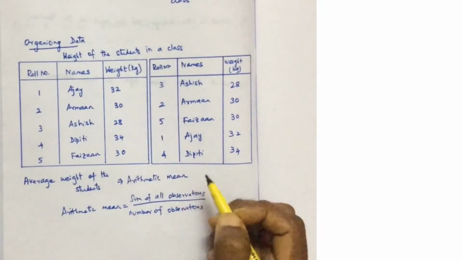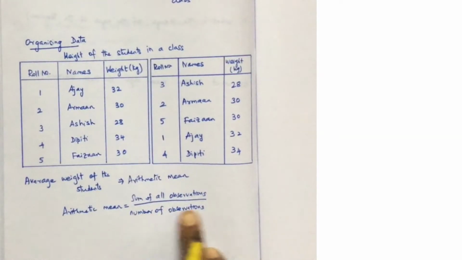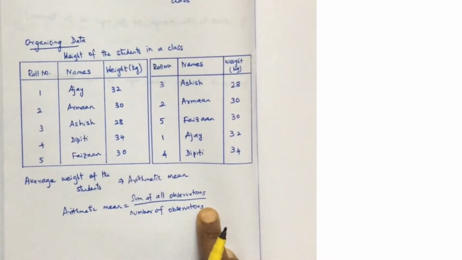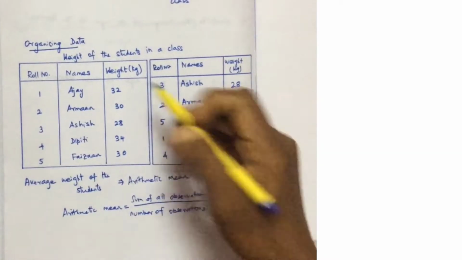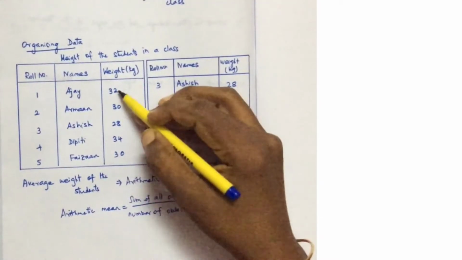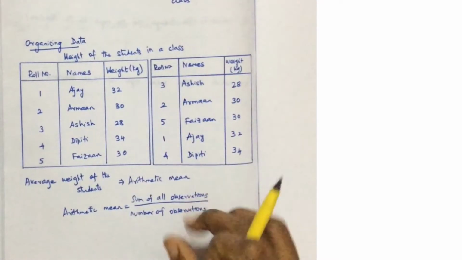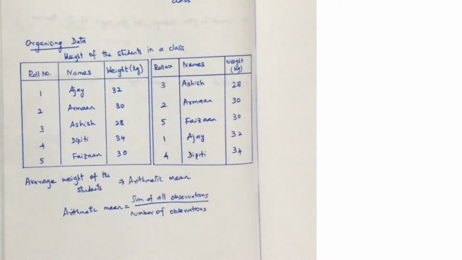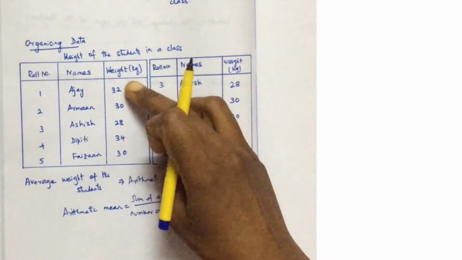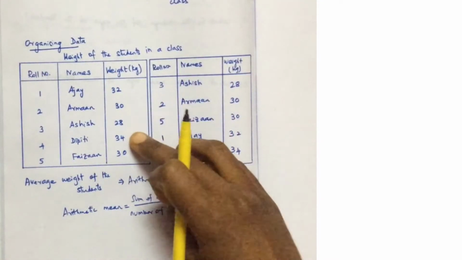Arithmetic mean. How to do it is sum of all observations. Each entry is called an observation. This is an observation, this is an observation. Sum of all observations means, suppose I want to find the average of these 5, I will sum up together 32 plus 30 plus 28 plus 34 plus 30.